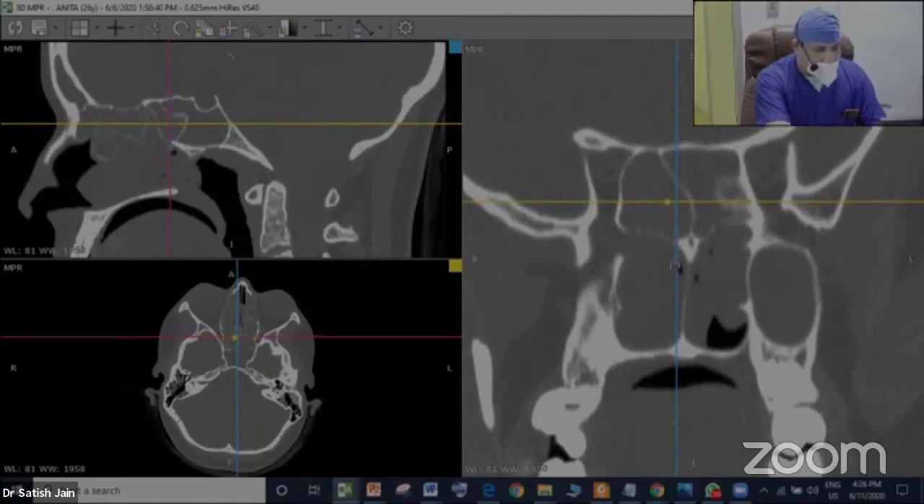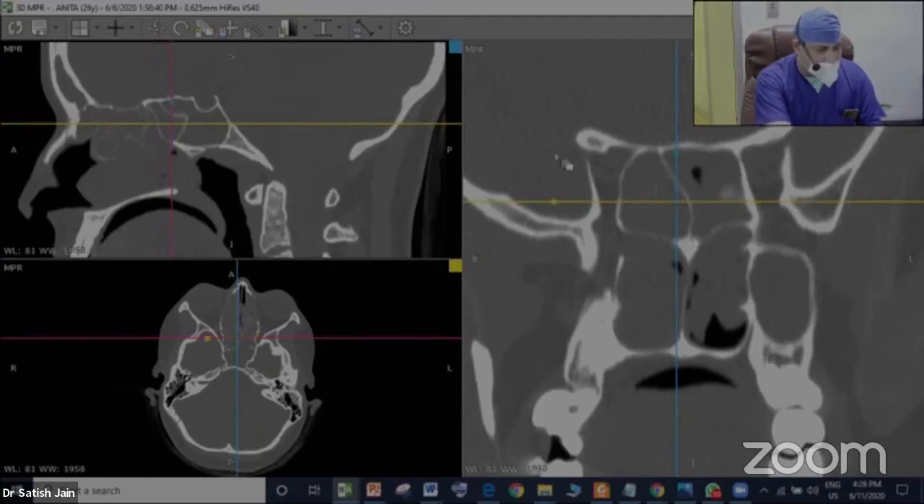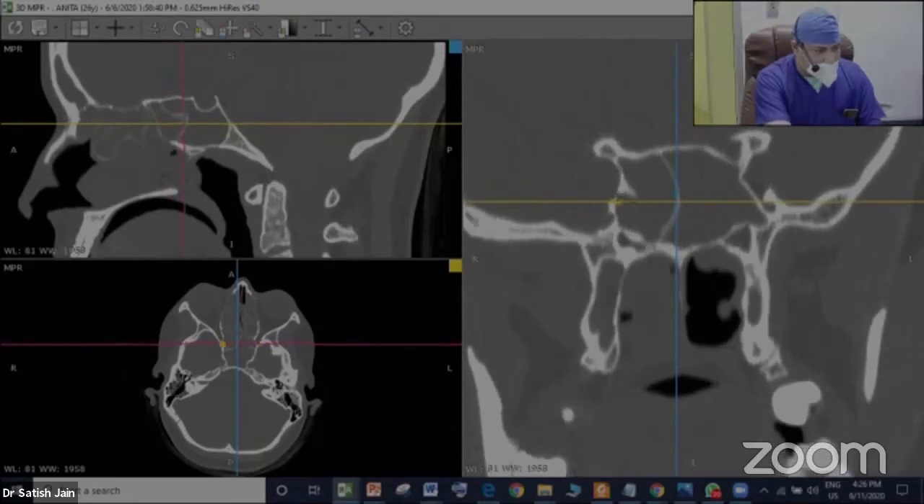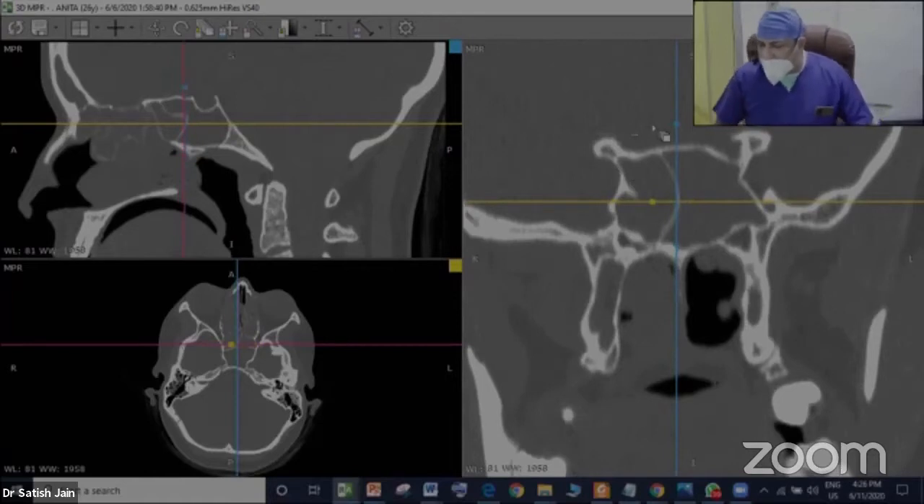Two sphenoid sinuses, the rostrum here, intersphenoid septa, the orbital apex, the clinoid process, and as I go behind the orbital apex, that is going to be the impression of the carotid artery. These are the pterygoid processes on either side, and you can see the entire sphenoid completely opacified.